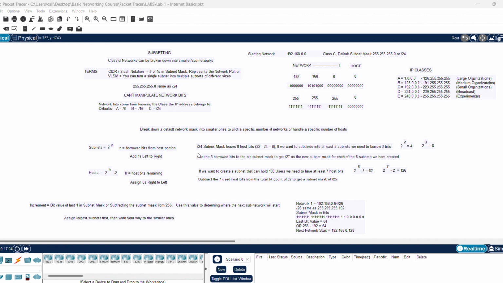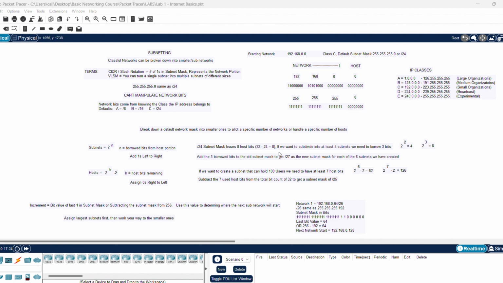So if we had a /24 subnet mask, that would leave us with 8 host bits, because remember we have 32 total bits in our IP address. We minus that 24, we've got 8. You can see that represented right up here. We have these 24 subnet bits or network bits. It leaves us with 8 host bits.